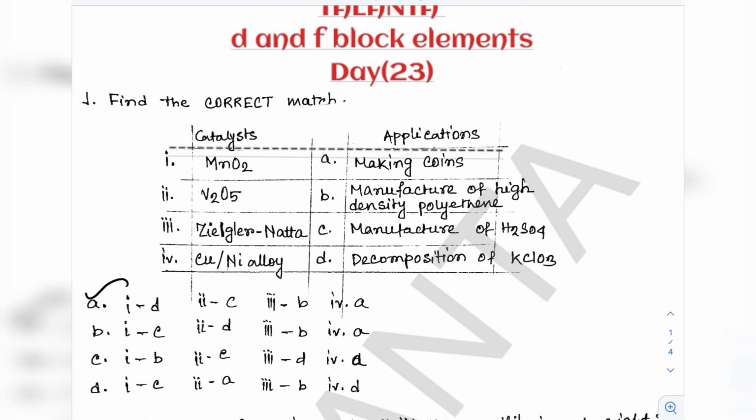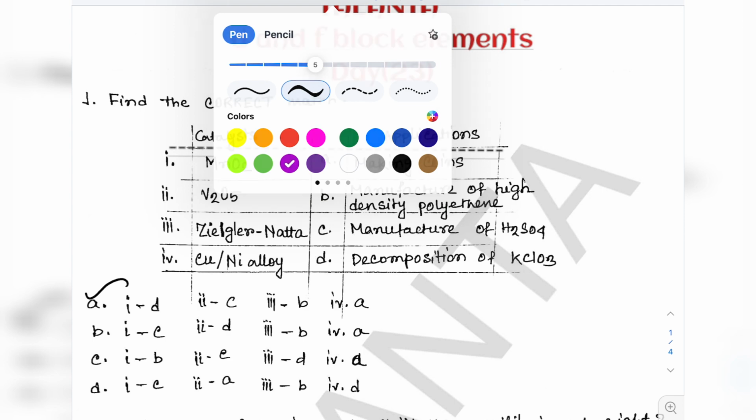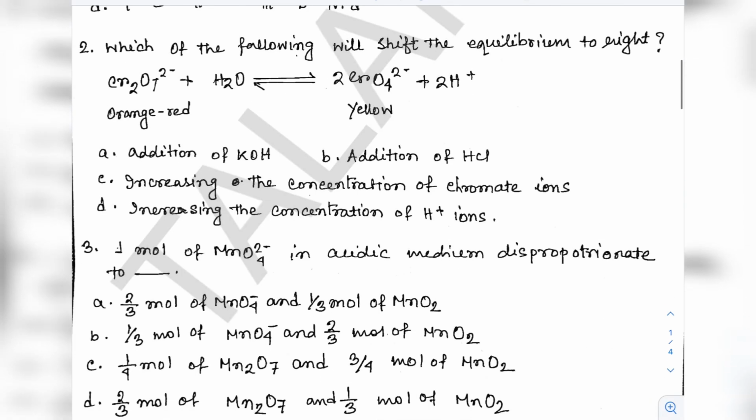Next, we'll move to question 2. Which of the following will shift the equilibrium to the right? So this is the reaction. Dichromate, Cr2O7 2 minus, is orange red colored. In aqueous condition, it is converted to 2 CrO4 2 minus plus 2H plus. So which of the following will shift the equilibrium to the right?